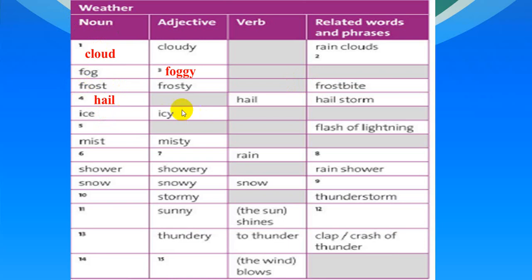4. Hail. Hail, we don't have an adjective. The verb is hail, and we have hailstorm. Hailstorm. Ice, icy, we don't have a verb or related words.